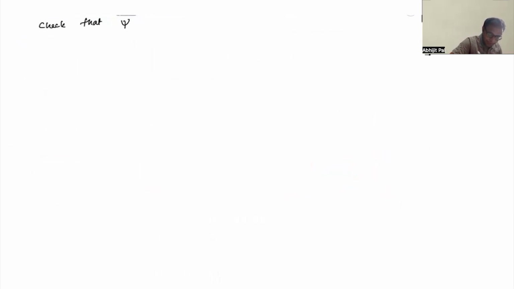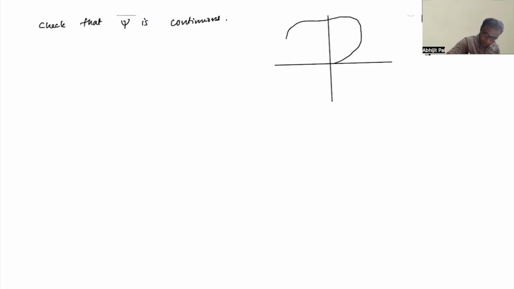this map psi is continuous. So this map psi is continuous. Let me draw it again. So this is my gamma, and I have the secant map psi.